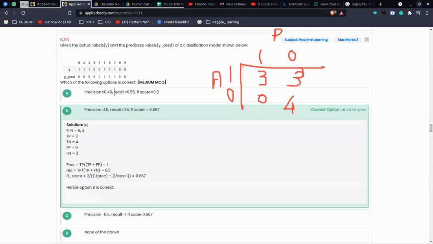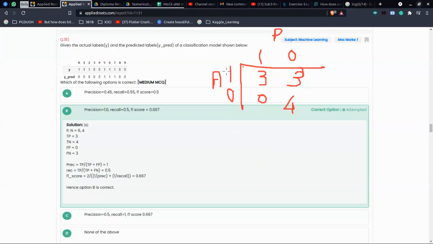They are saying we need to calculate precision, right? Precision is nothing but how precise you are. How many positive values are you predicting? 3 plus 0, 3. And how many are correct positives, or true positives? 3. So 3 divided by 3 is nothing but 1. So precision is 1. So it is either option B or option D, right?